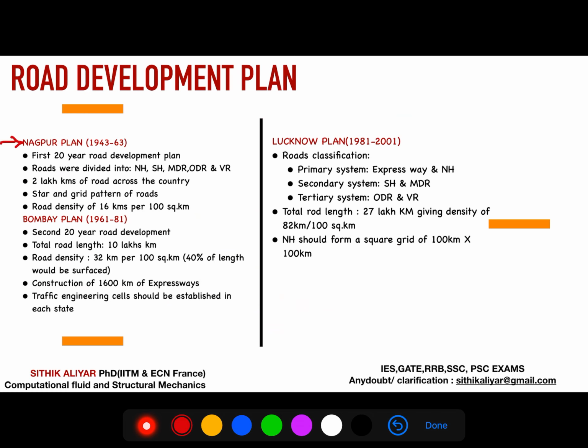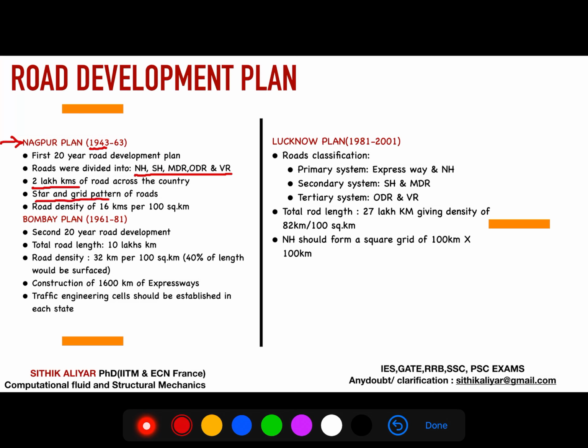First, they sat in 1943 in Nagpur, and they decided the roads will be classified as national highway, state highway, major district road, other district road, and village roads. That was their first suggestion. So they classified national highways as connecting the national integrity, then state highways, what is a state highway, what are the major district roads, how to define other district roads, and how to define village roads. And the second target for the next 20 years was 2 lakh kilometers of road. At least there should be 2 lakh kilometers of road.